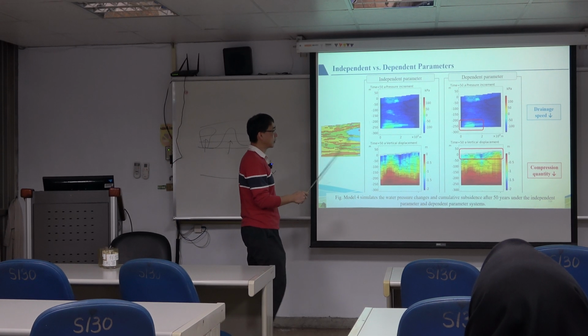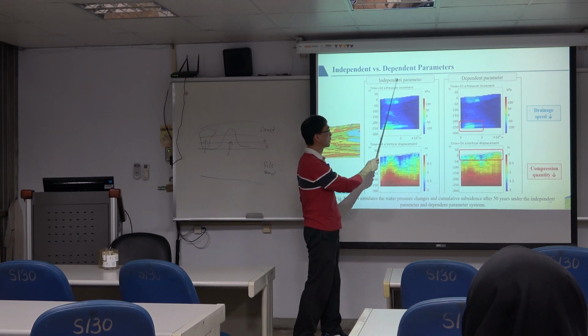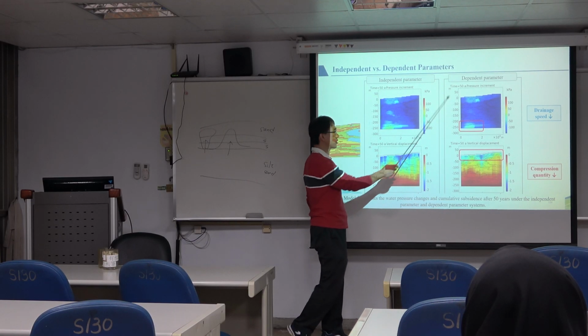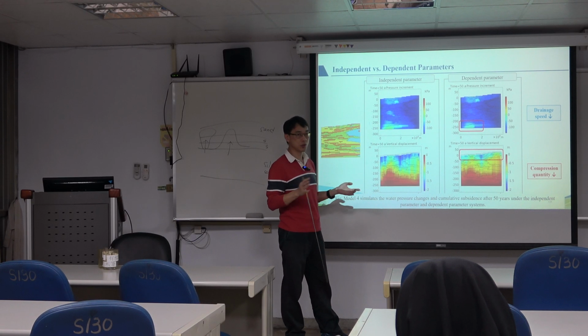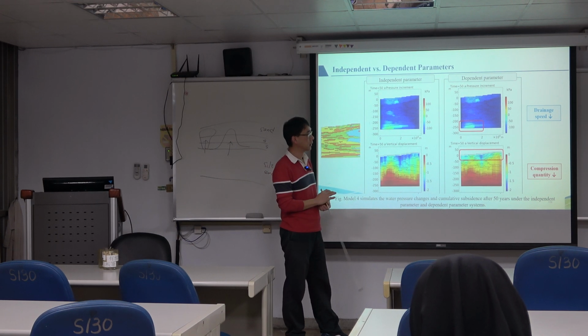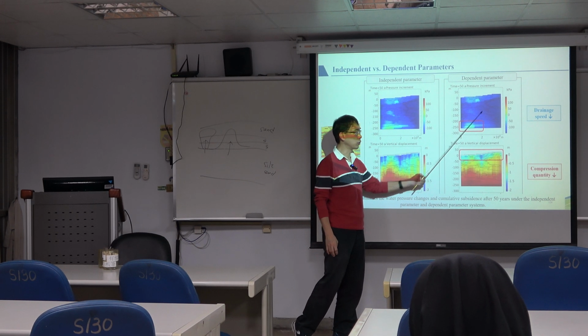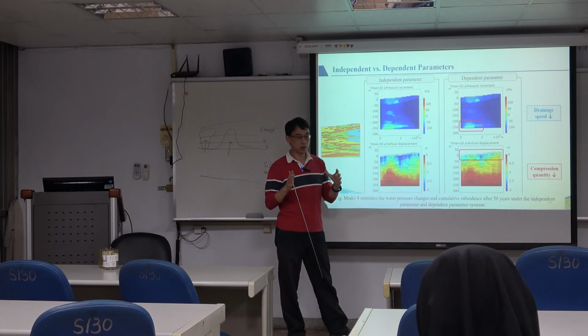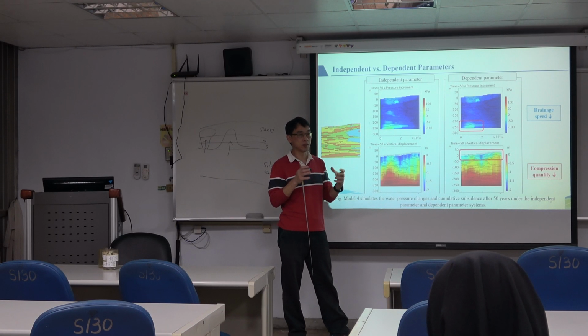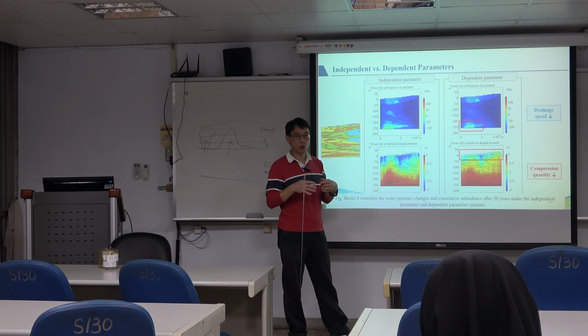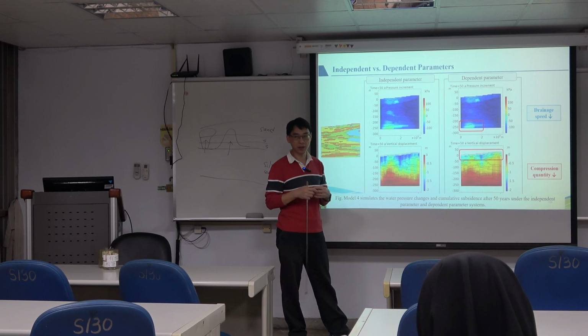Another thing is we try to compare independent and dependent parameters. Independent means that the parameter is constant. It will not change with time or environment. Dependent parameter means that it will change with time. When your water stress occurred, your porosity decreased and your permeability decreased. So that also implies your flow rate will decrease when your K decreases, right?